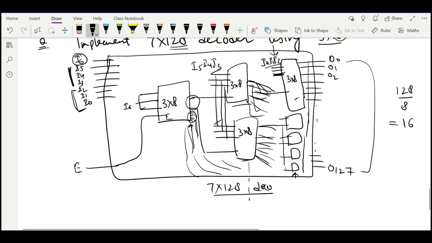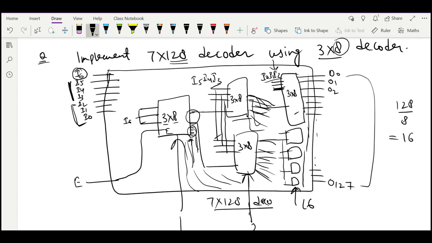What we have used here is 16 decoders, here 2 decoders, and here 1 decoder. Instead of using a 1 into 8 decoder, since we used only 2 outputs, we can use a 1 into 2 decoder also. Sometimes it may be asked how many decoders of 3 into 8 and 1 into 2 are required. So you can say 16 at this level, 2 at this level, so that means 18 decoders of 3 into 8 and 1 decoder of 1 into 2, since we have used only 2 outputs and the rest 6 are not used.